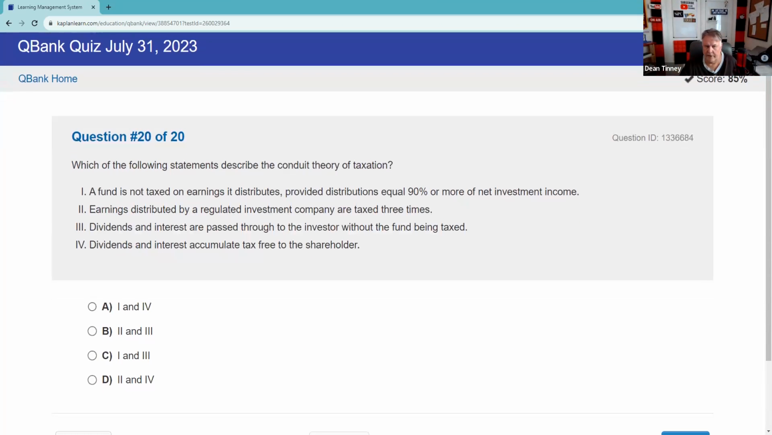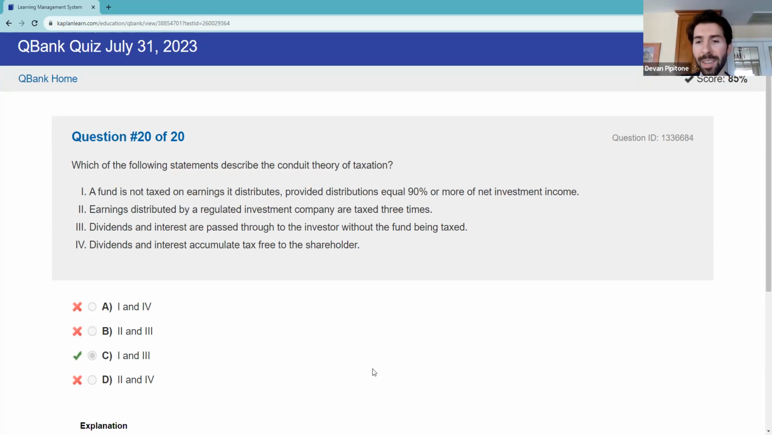Which of the following statements describes the conduit theory of taxation? I would say it's 1 and 3 here. You are correct. And how much is the minimum to distribute? Oh, they tell you 90%. What else is 90 besides mutual funds? Very testable. REITs are also 90, real estate investment trust.